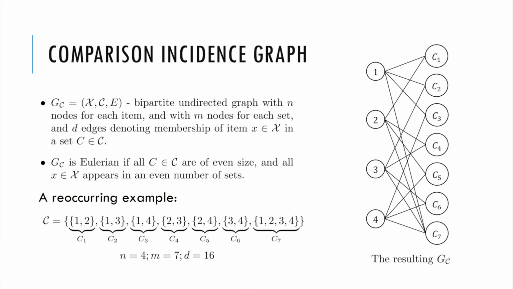So a recurring example that we'll look at is the set of all pairs of size 4, and then also a set of 4 as well. That creates an Eulerian graph. This comparison incidence graph will be very important in how we study this problem.